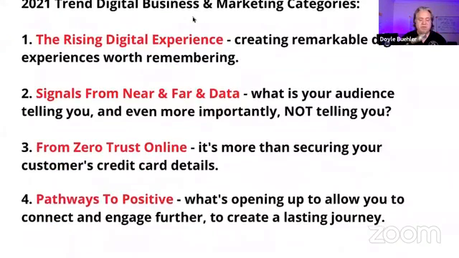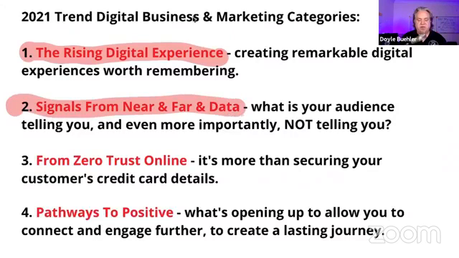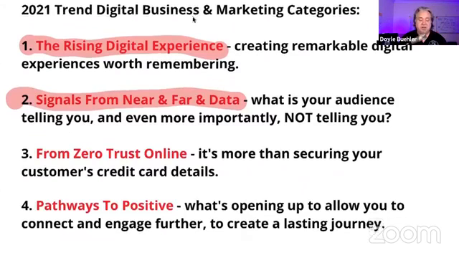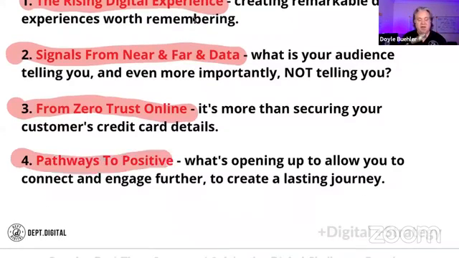All right, so I've broken it down into four specific categories. The first one, the rising digital experience, creating remarkable experiences worth remembering. Some do, some don't. Second, signals from near and far, and data. What is your audience telling you, and even more importantly, not telling you? Third, zero trust online. We've seen this specifically online, where there's zero trust, and we need to overcome that. We need to understand how to put that in place and how to change from that going forward. And then what I call pathways to positive. What's opening up to allow you to connect and engage further and to create this lasting journey?